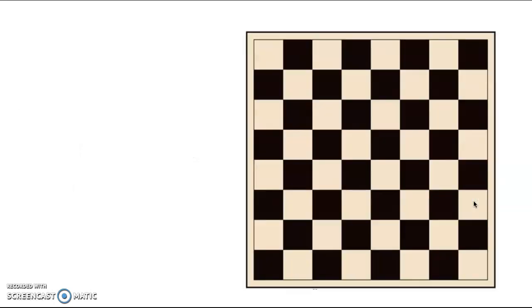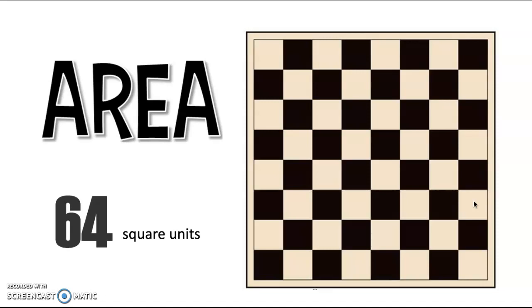Okay, now think back to that chessboard that we were looking at earlier. Now you helped me figure out how many squares there were in the chessboard in all. You may have not realized it, but you actually were helping me find the area of the chessboard. Now the area of that chessboard was 64 square units. Okay? Now remember that area is the amount of surface inside of a shape. So you helped me figure out the amount of surface inside of this chessboard.